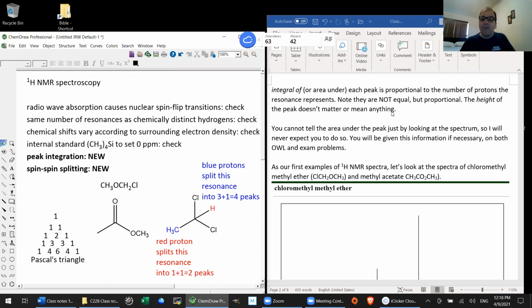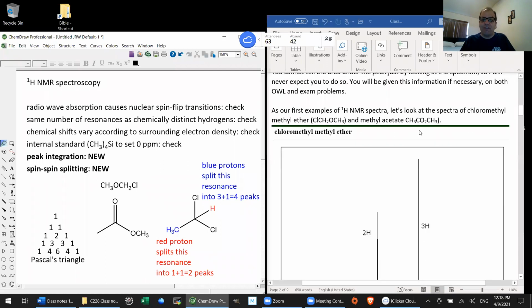Now, the height of the peak doesn't matter, because you might have a tall, skinny peak and a broader, shorter peak that have the same area. So the height of the peak doesn't usually mean a whole lot, but the integral does mean something. It's going to be proportional to the number of hydrogens that are in that resonance.